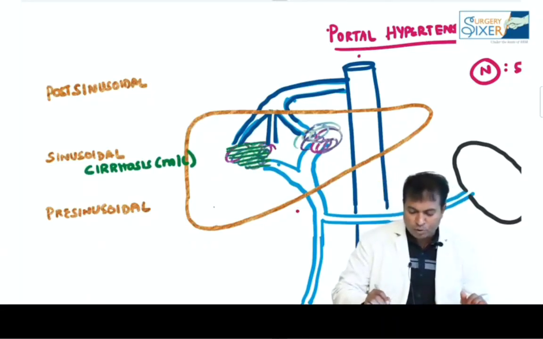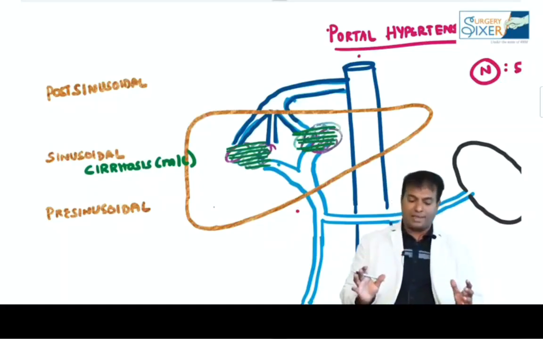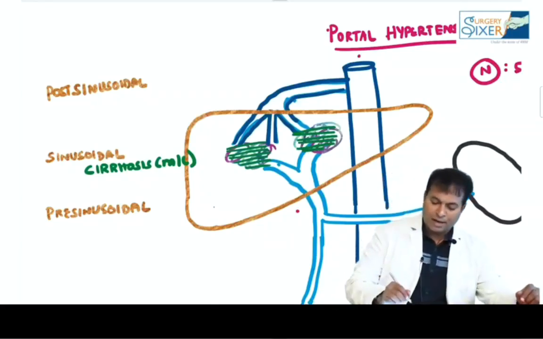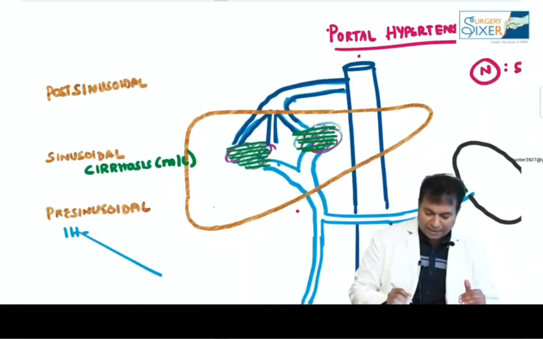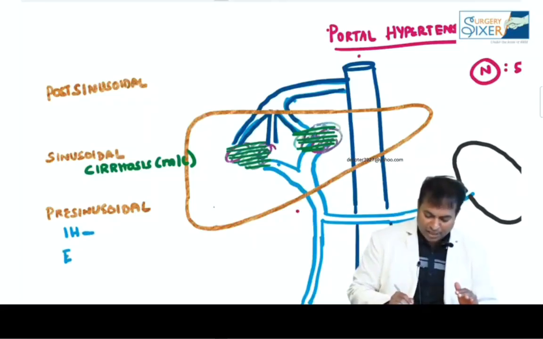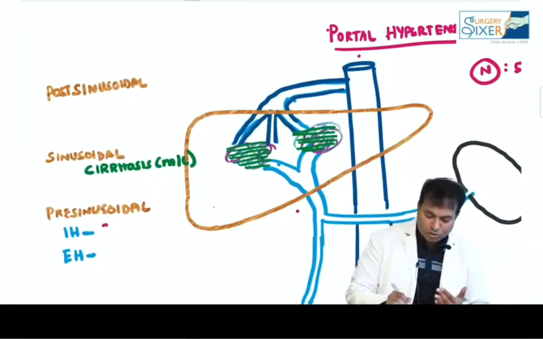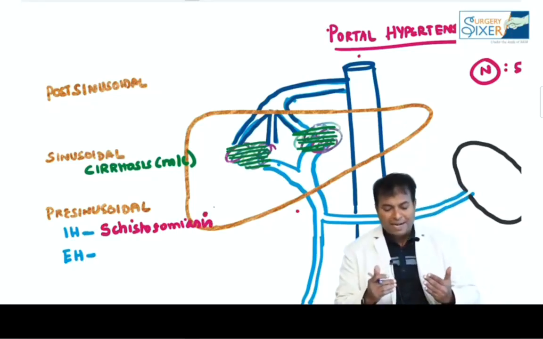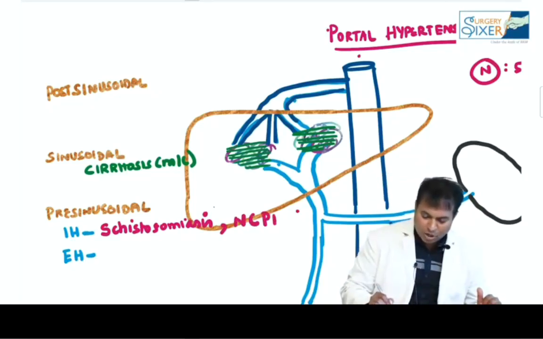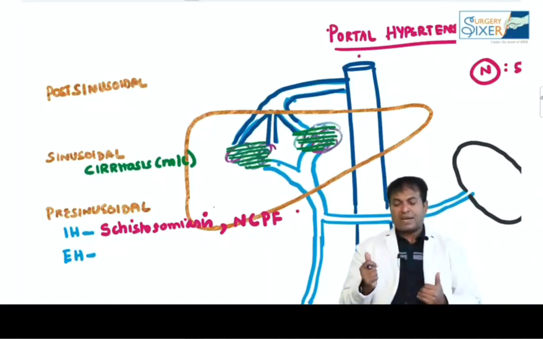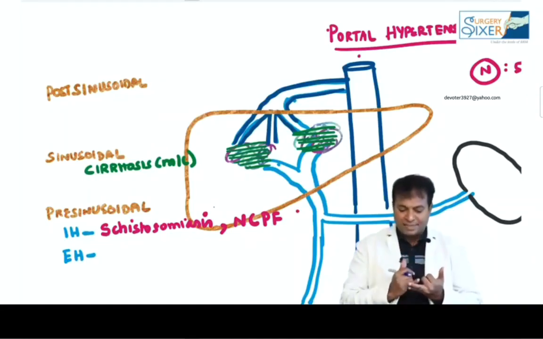Because of cirrhosis, there is fibrosis inside, so the portal vein blood will not flow properly. That is the most common cause. So that is sinusoidal. Coming to pre-sinusoidal, I'm further dividing it into intrahepatic pre-sinusoidal and extrahepatic pre-sinusoidal. Can you tell me the most common cause of intrahepatic pre-sinusoidal? It is not seen in India. It is schistosomiasis. Intrahepatic pre-sinusoidal causes are schistosomiasis and non-cirrhotic portal fibrosis, the two important causes.